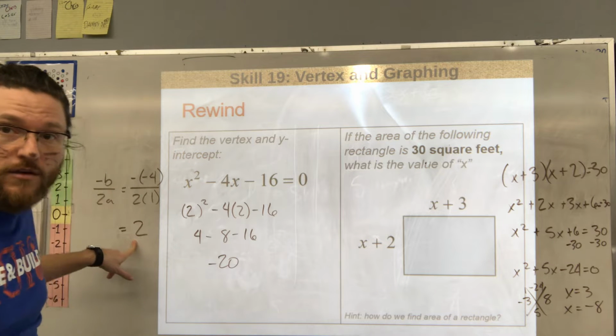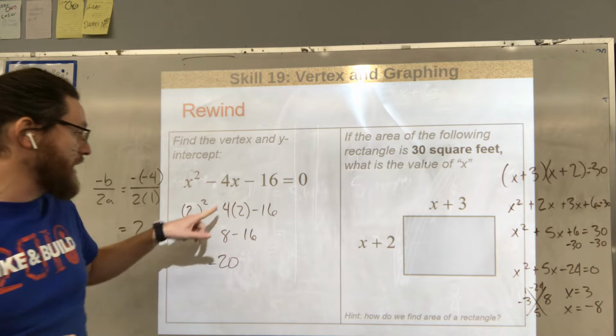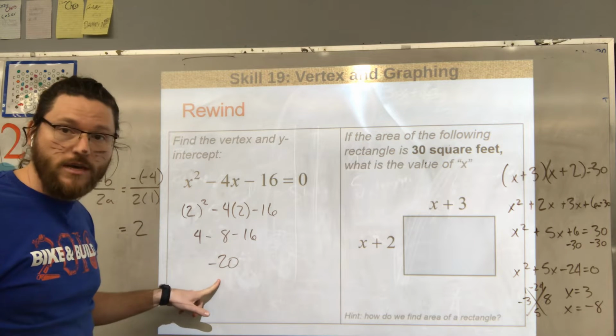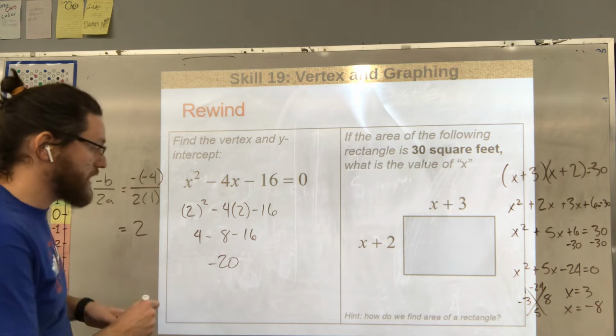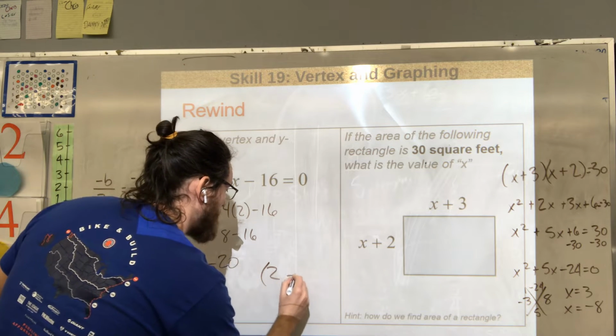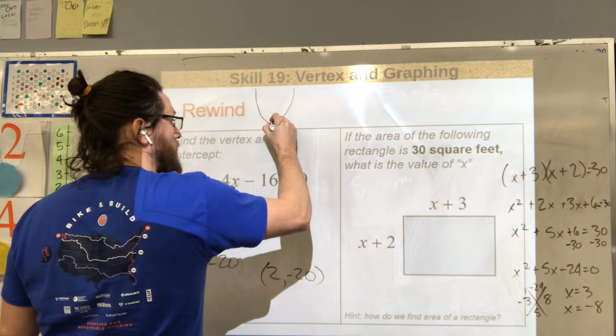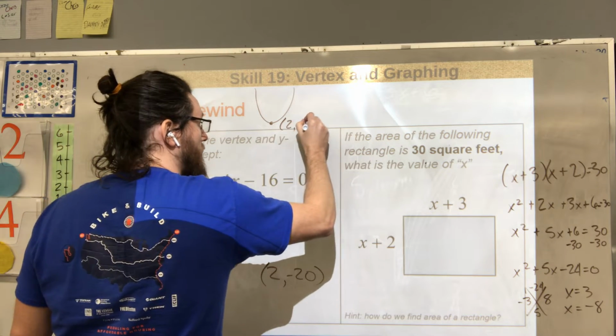And then in order to figure out the y value that goes with that x value, you have to plug that back in. When I plug in 2, I get out negative 20. So these two numbers together make our vertex. At the point on the graph 2 comma negative 20, right, that's where our parabola is going to turn around. This point right here is 2 comma negative 20.